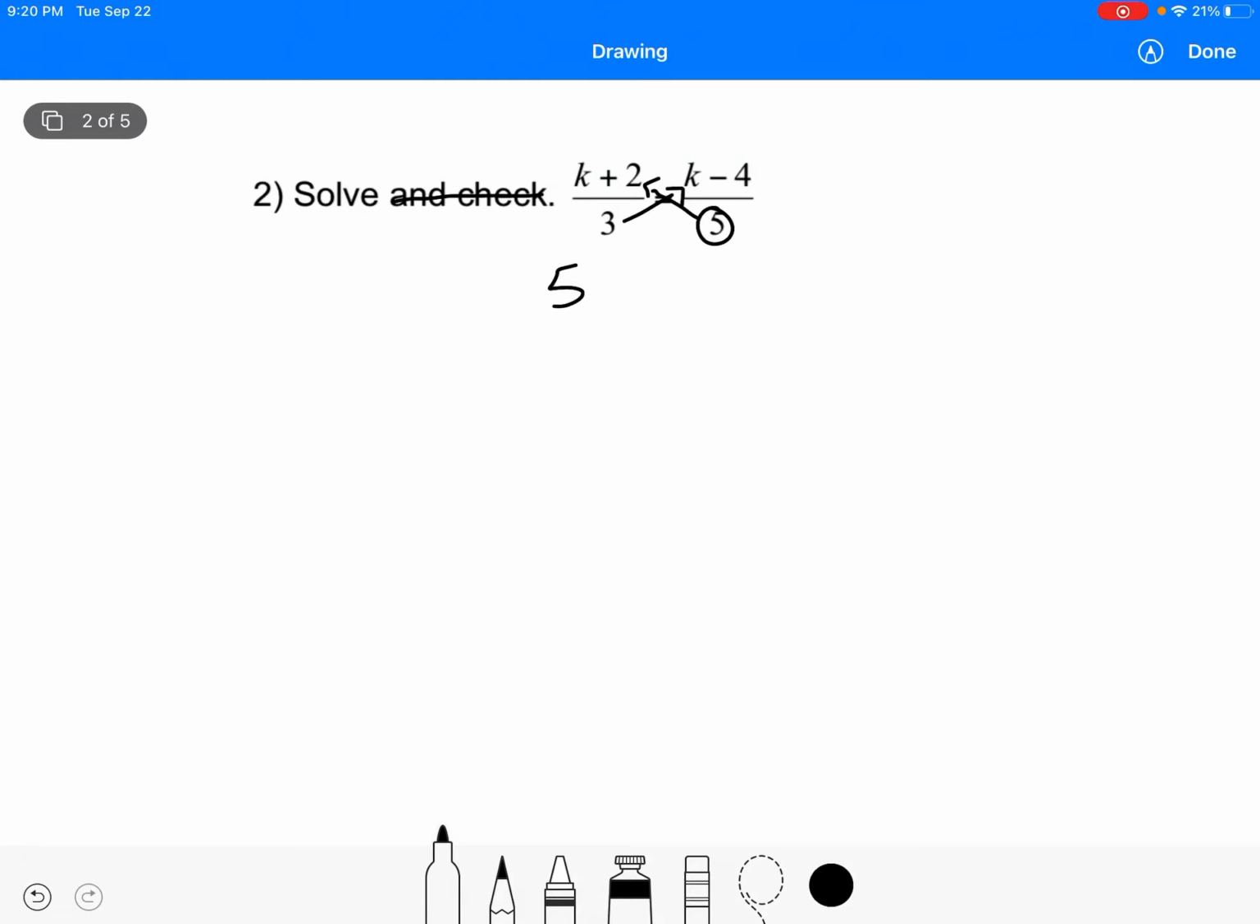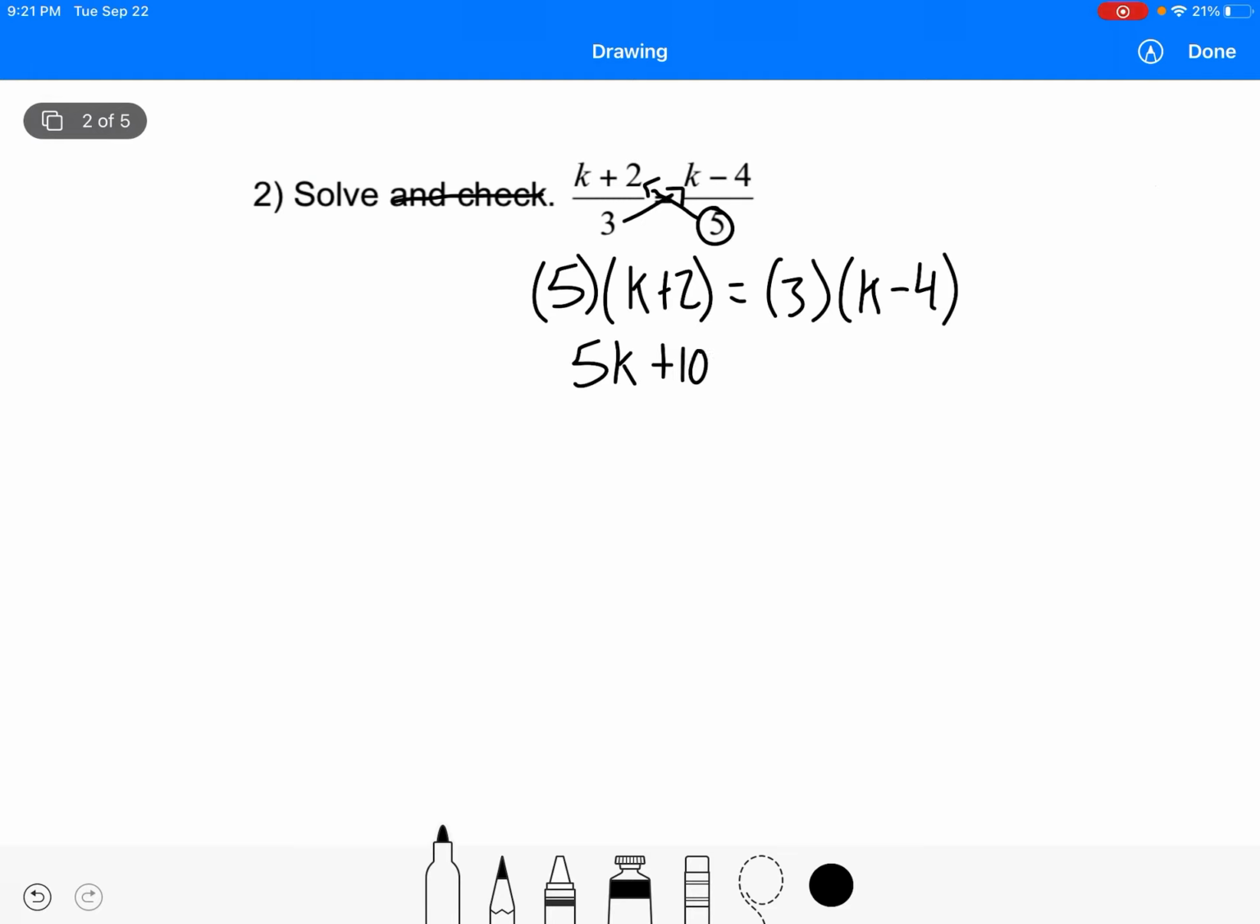Okay, so 5 is going to go to the left. So I'm having 5 times k plus 2 equals 3. I've multiplied the bottom of the first fraction now to the other side, k minus 4. So now I distribute, we get 5k plus 10 equals 3k minus 4. The 5 went here and here. The 3 went here and here. And I obviously did that wrong because that should be 3k minus 12.